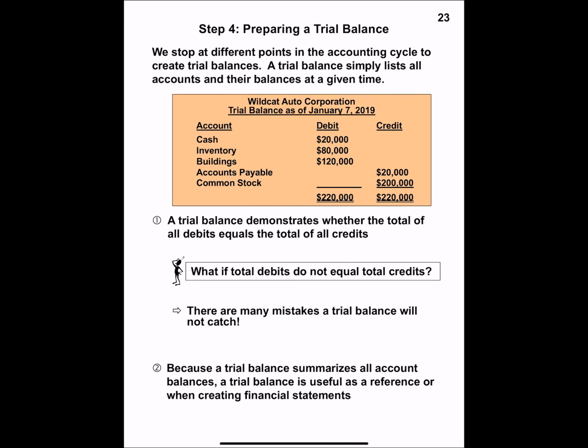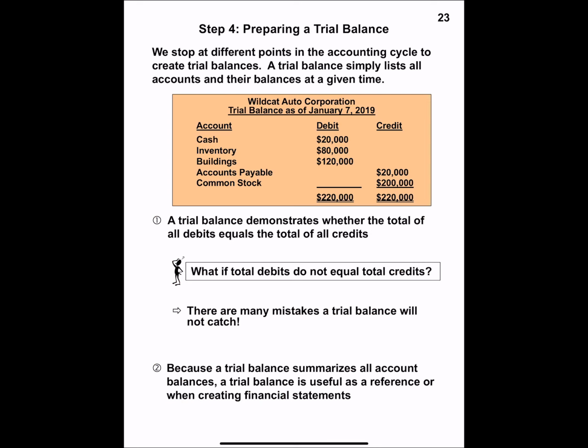Next thing we can do, just to make sure we're on the right path to eventually prepare the financial statements. Before we get there, a very useful step is to prepare what we call a trial balance. A very simple document. It's not one of the formal financial statements. It's not an income statement. It's not a balance sheet. It's not a statement of retained earnings. It's not a statement of cash flows. It's a working document to get us ready for preparing those financial statements.